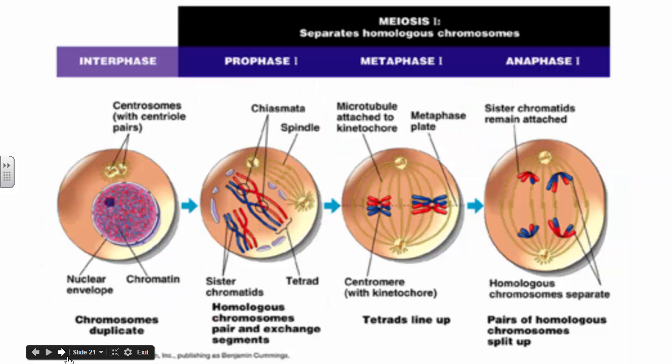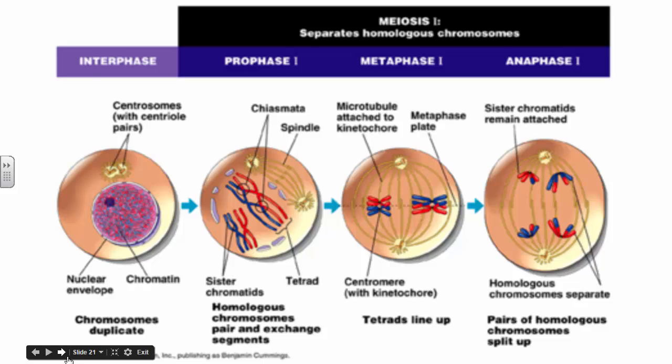Let's look at it here. So this is the first division. Again, interphase, in-between phase. Chromosomes duplicate, okay? Prophase, chromatin condenses to form these chromosomes. We have our tetrads formed, okay? Crossing over may occur, okay?